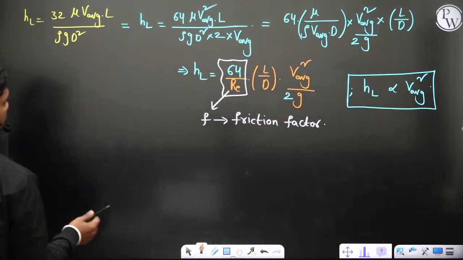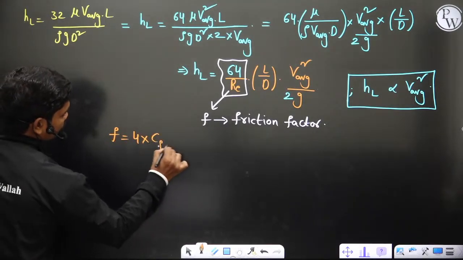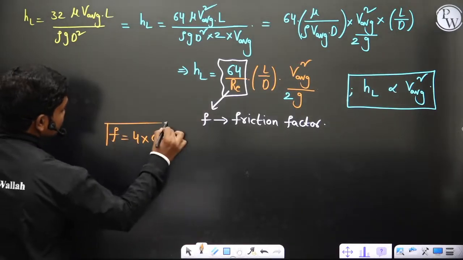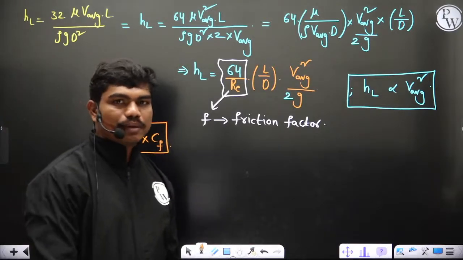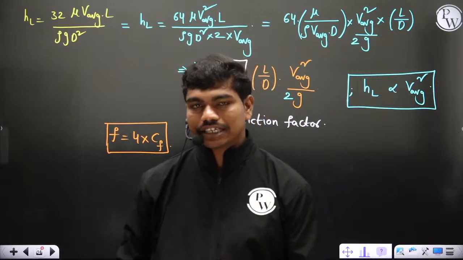Kinetic head, and this F is actually 4 times CF, because you know CF is 16 by Reynolds number, we have seen somewhere. So F is actually 4 into CF. Sometimes people denote this as F dash, capital F in some books. And this analysis was actually done by Moody.